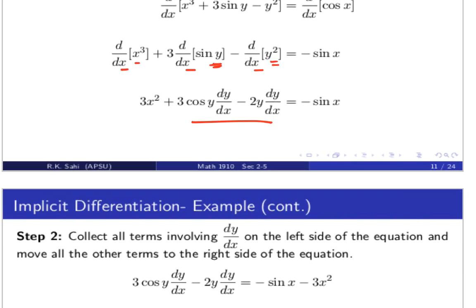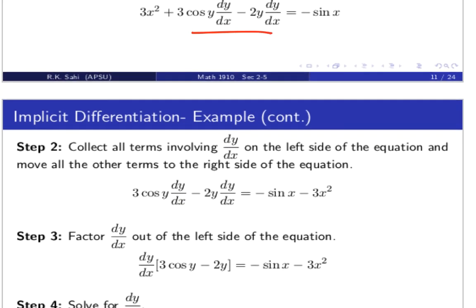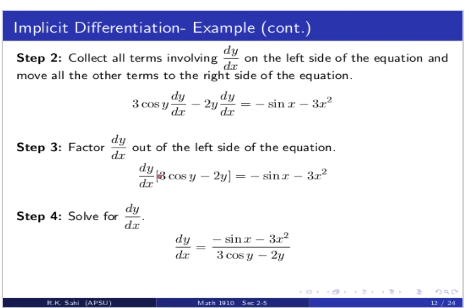So when we do that, notice what happens. We are left with 3 cosine y dy by dx minus 2y times dy by dx equals negative sine x minus 3x squared. Now we have to factor out dy by dx. That's step 3. So we get dy by dx in square brackets, 3 cosine y minus 2y, equals minus sine x minus 3x squared. The fourth step is basically solve.